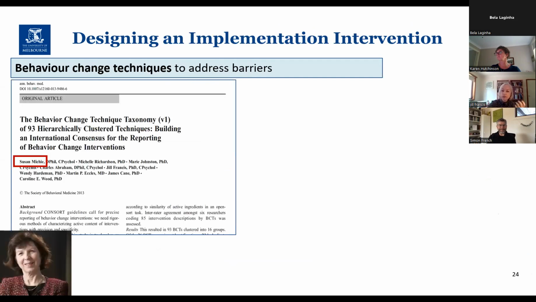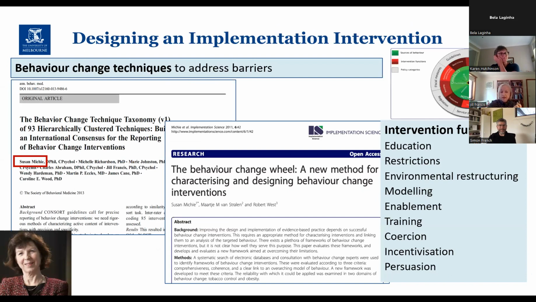And then we have a whole range of techniques that might address those barriers. This is the work led by our brilliant colleague, Susan Michie at University College London. And really, I think one of the most innovative parts of this Behaviour Change Wheel framework are the intervention functions, showing that education and training are just two of the types of interventions that we might use.